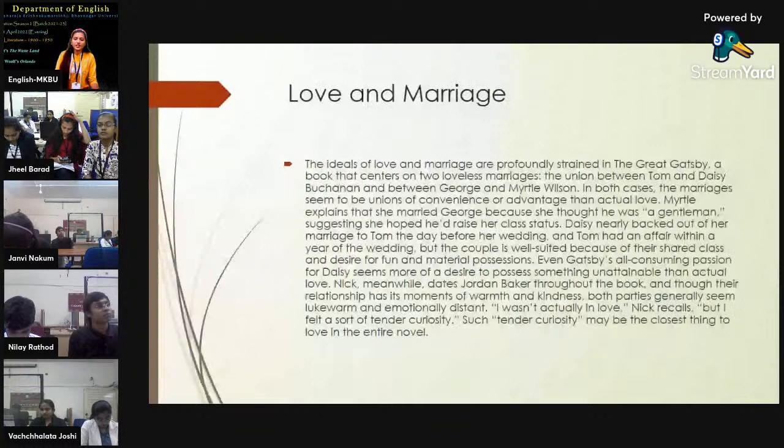Love and marriage. In the novel there are two loveless marriages. First of all, Tom and Daisy, and second, Myrtle and George Wilson. The marriage of Tom and Daisy was because of the richest in class. Daisy and Tom married before Tom had his affair with Myrtle, and one year later went into the affair with Myrtle. Myrtle married George because she thought he was a gentleman.